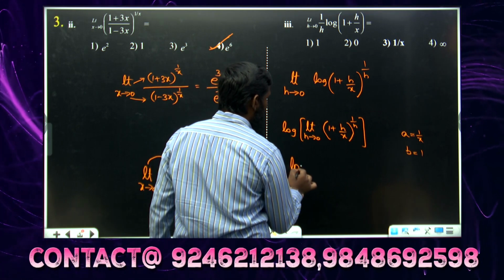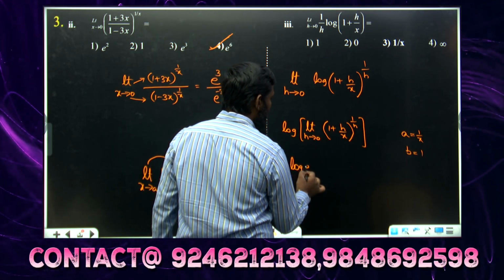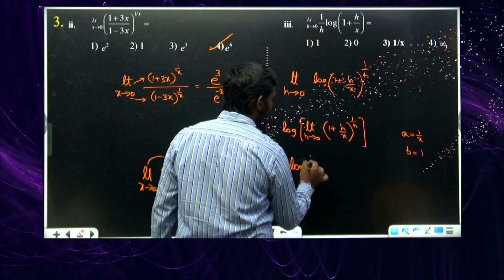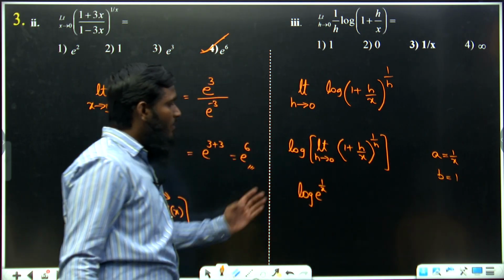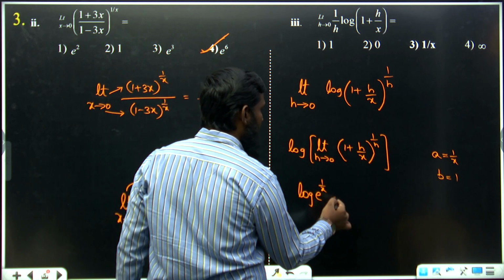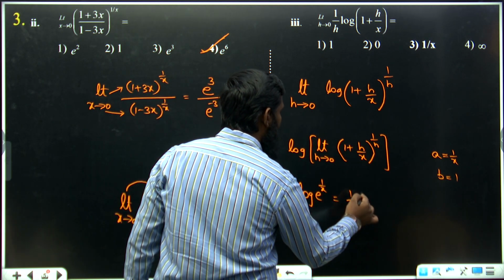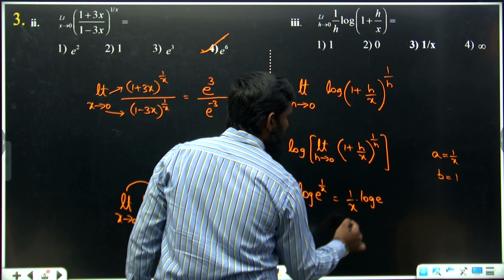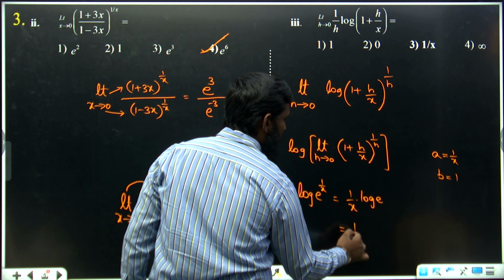So log we have written as it is, and for this we are writing e power a into b. A into b means what? 1 by x. Okay, but this option is not given. Then what we are doing? 1 by x, if you are bringing it over here, what will happen? 1 by x into log e. Log e value is equal to 1, so it is 1 by x.